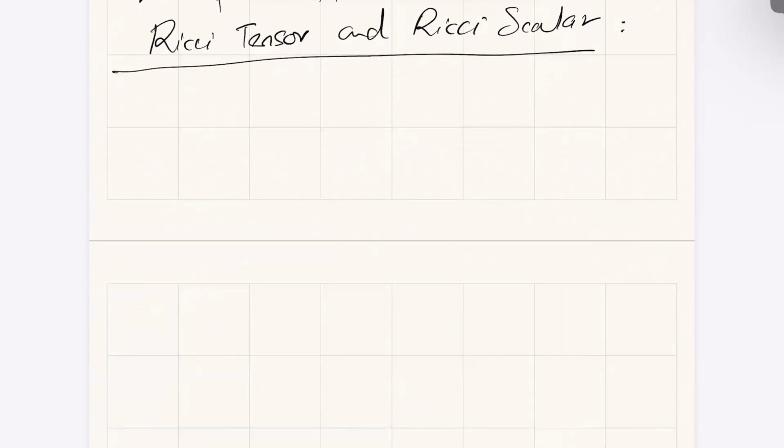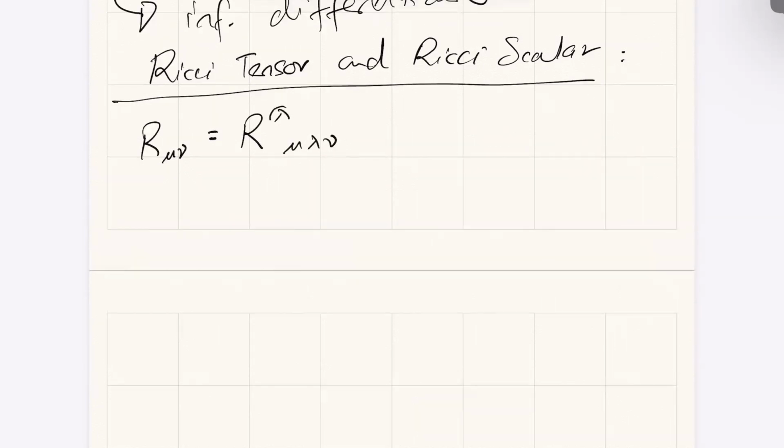I can have a particular contraction which would eventually give me the Ricci tensor. So essentially, I will have R mu nu, which I'm calling the Ricci tensor, and it is a contraction of the Riemann tensor in the following way. So you see that the contraction is happening on lambda.